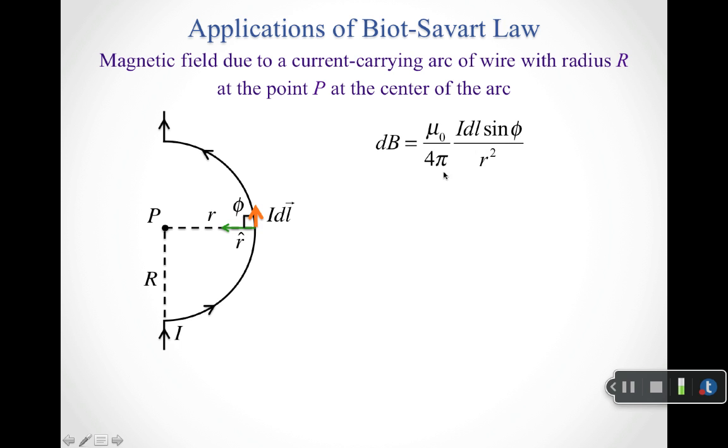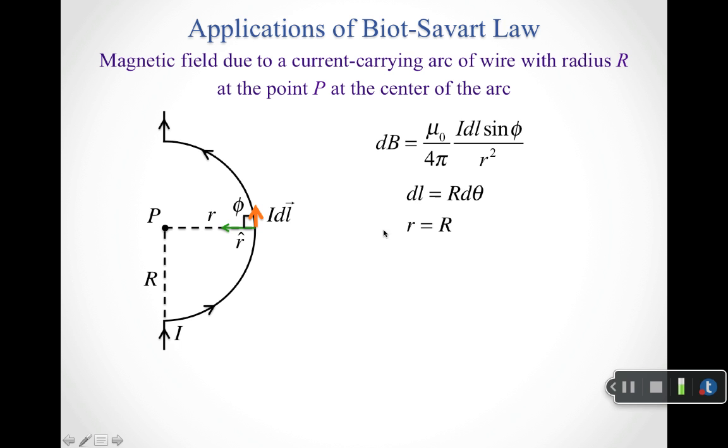So here's dB, and what I need to figure out now are the dl, sine phi, and r terms. Since I'm going around a circle, dl is basically telling you what you need to integrate along. That's usually going to be either dx, because we've got a line in the x direction, dy, because we've got a line in the y direction, or we're integrating around a circle. Here we're integrating around a circle, so we've got r d theta.